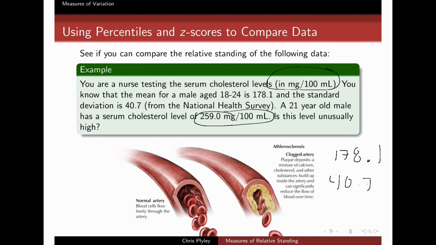Now, would you say this is unusually high? Are you concerned with this level of cholesterol? How unusual is it? So, how will you answer this question? Think about it for a second, and then I'll show you.